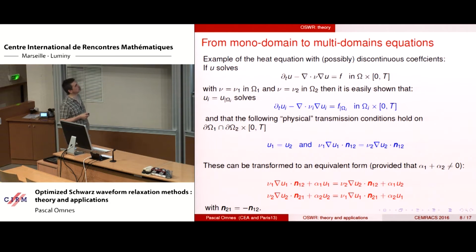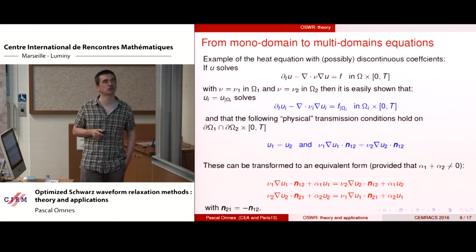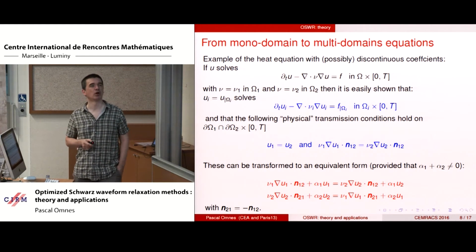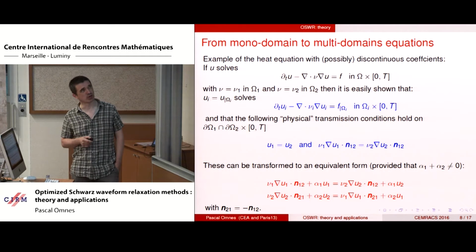So you have the continuity of your unknown. For example, if u is a temperature, you have, of course, continuity of the temperature from one subdomain to the other, and the heat flux will be also continuous. So you have these two continuity conditions. Then these conditions can be transformed into an equivalent form, provided here alpha 1 plus alpha 2 is different from 0. You can combine these two.